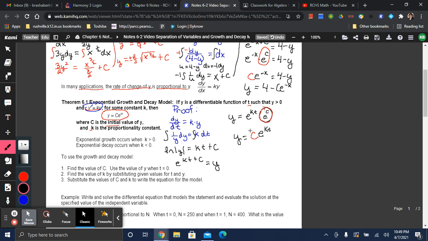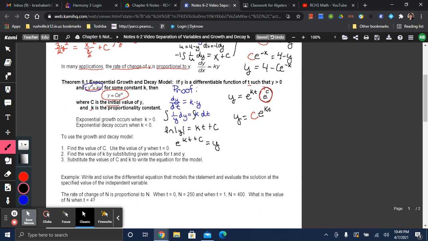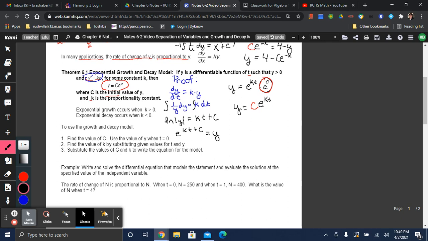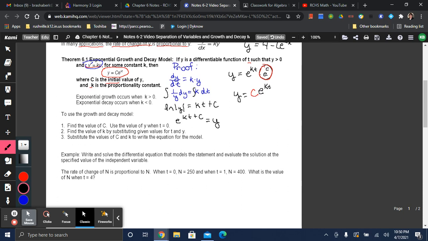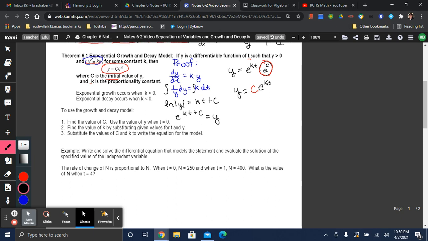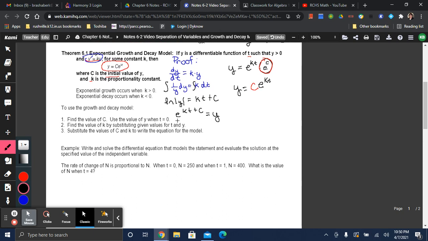kt power. So if you start off with a statement that says the rate of change is proportional to the amount, or to the same variable, then you can use this rate of growth or decay model and not have to go through all of this process of doing the derivative and solving it so that you end up getting this.